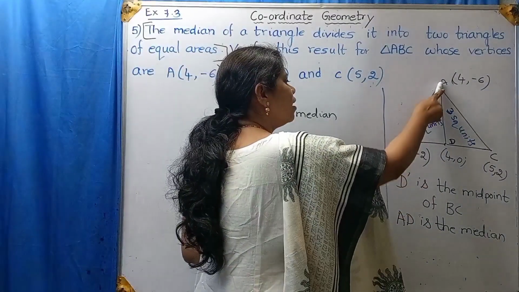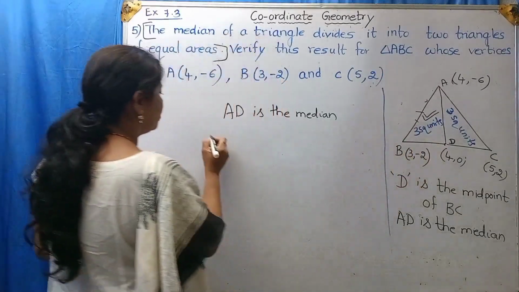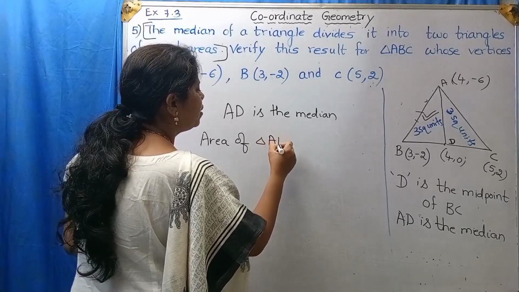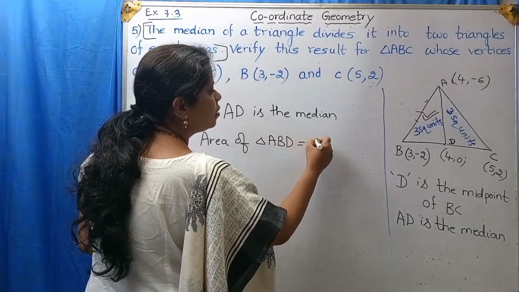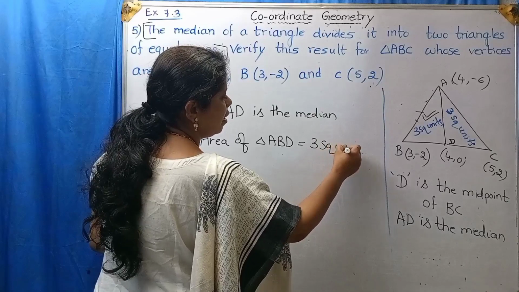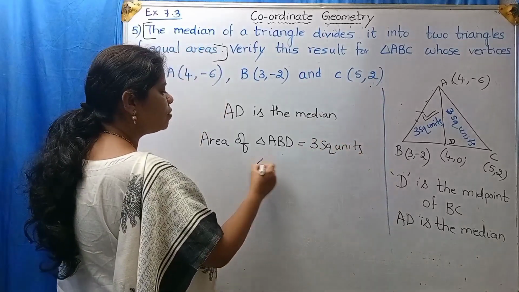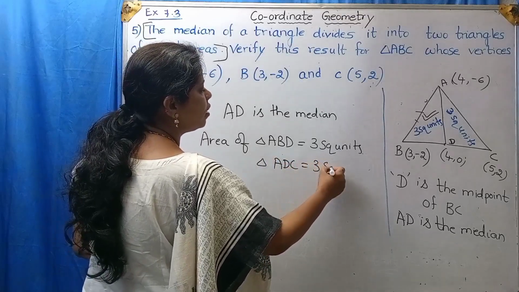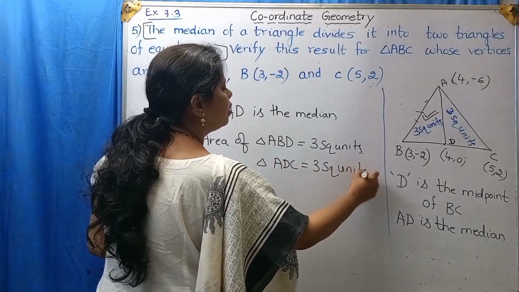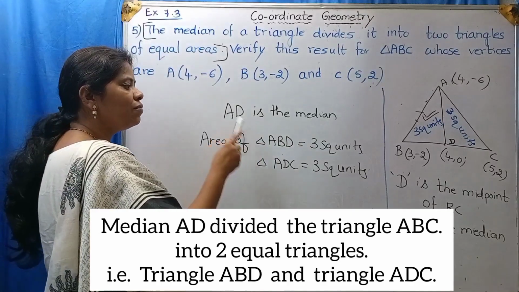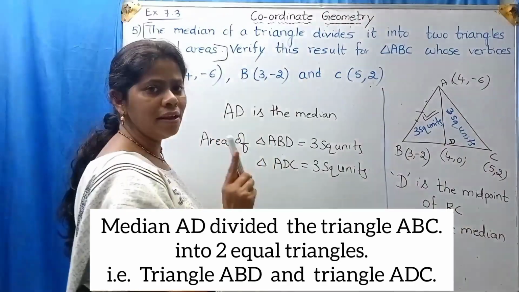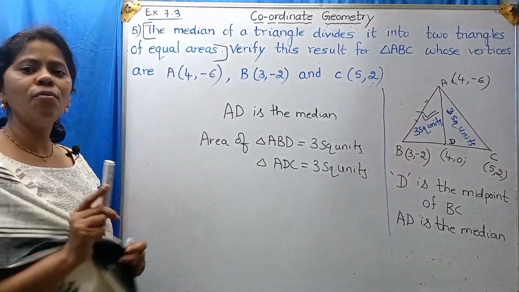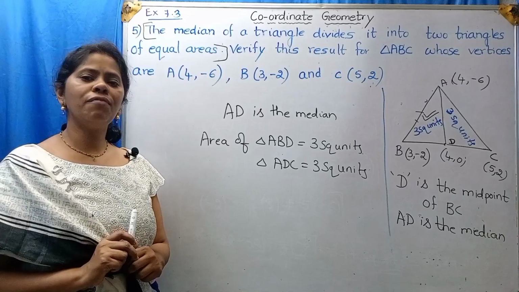Yes. See, the area of triangle ABD is how much? 3 square units, right? And the area of triangle ADC is also 3 square units. The median is dividing a triangle into two equal triangles. That is what they told us to prove, right? We have proved it. Hope you have understood. Thank you.